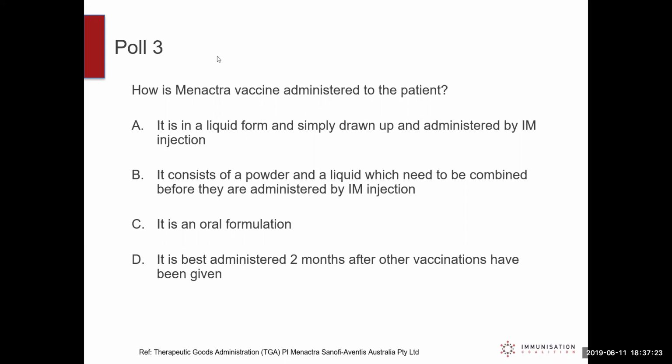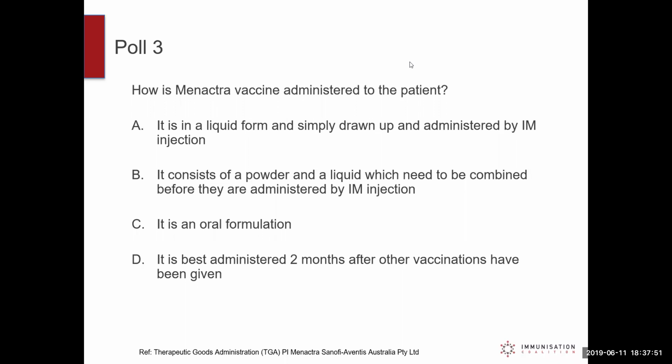Okay, let's just have a little look at that. A few answers are still coming in. Oh, lots of you have been giving this vaccine too, by the looks. Excellent. So, Menactra is in liquid form. So it is simply drawing it up and administering it intramuscularly.